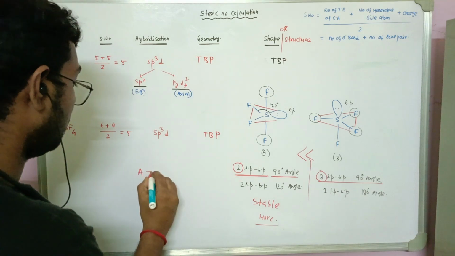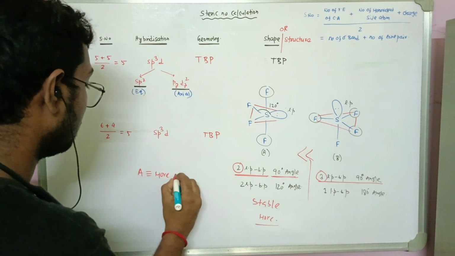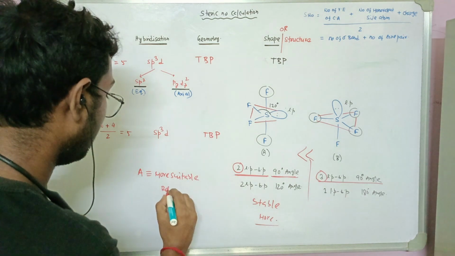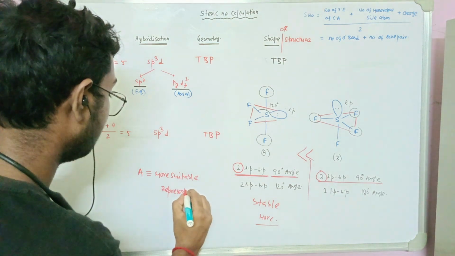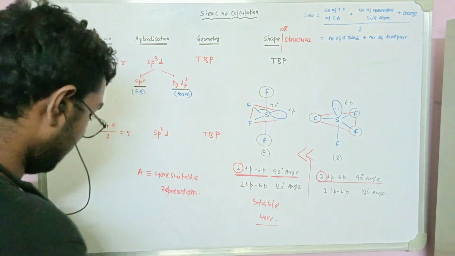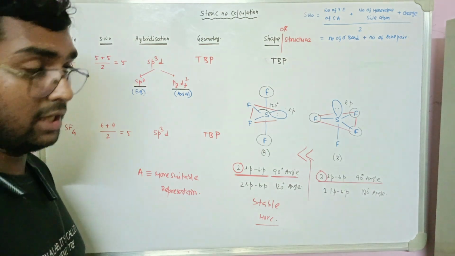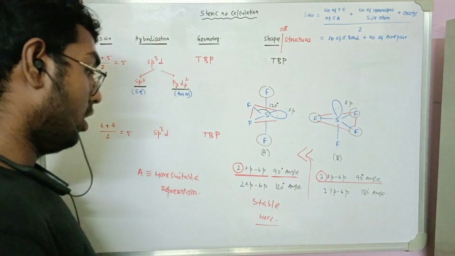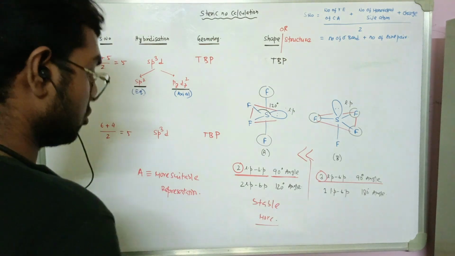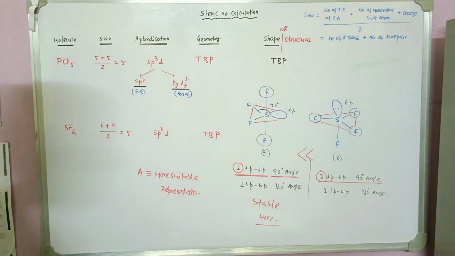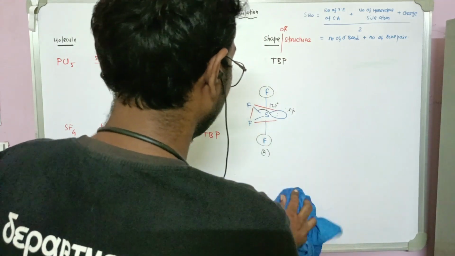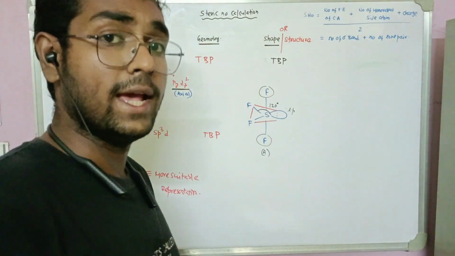So, A will be the more suitable representation, and it is according to the VSEPR theory, that is the valence electron pair repulsion, which is nothing but the comparison between the repulsion of lone pair-bond pair or lone pair-lone pair repulsion. So we can erase this B representation, and we have come across A as the most suitable representation according to Bent's rule as well.